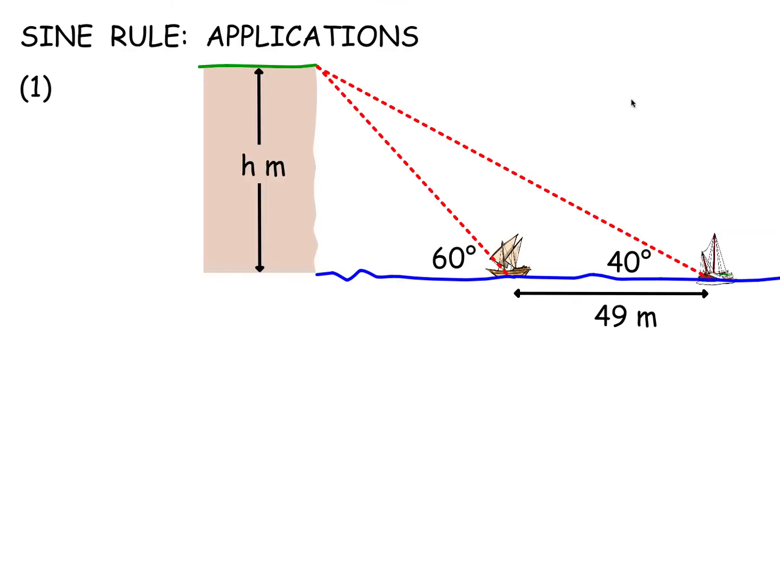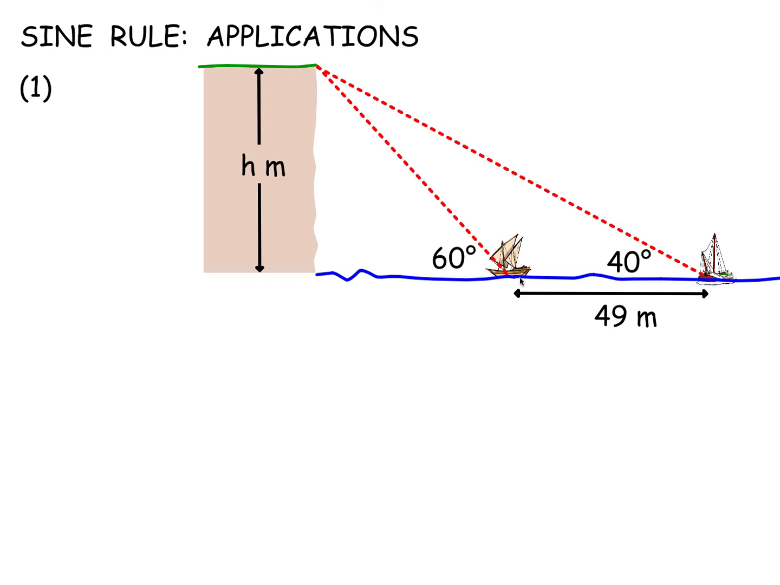We now look at applications, how to use the sine rule in questions. So this is two ships 49 metres apart. They're looking up to the top of a cliff. One ship at an angle of 60 degrees. That's the angle of elevation is 60 degrees to the top of the cliff. For the other ship, it's 40 degrees.